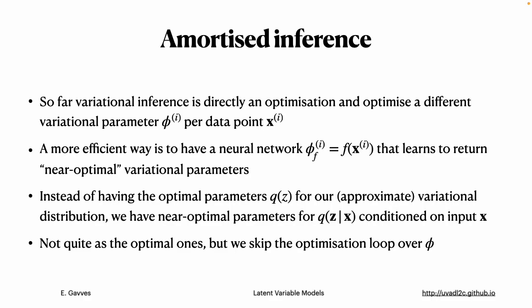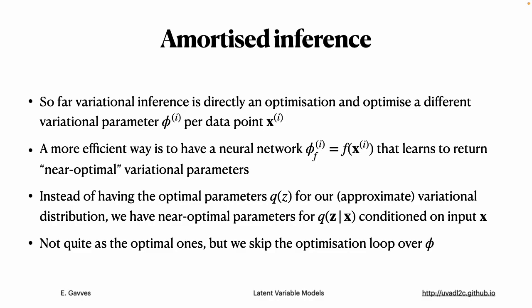So far, variational inference, as we saw, was purely optimization. And per data point, we were optimizing a single, individual variational parameter phi, phi of i, for the ith data point. However, that is not very comfortable, because what happens when you want to have a new image, a new input? Then you will have to rerun the optimization algorithm to compute the new optimal parameter. And it's like a loop.